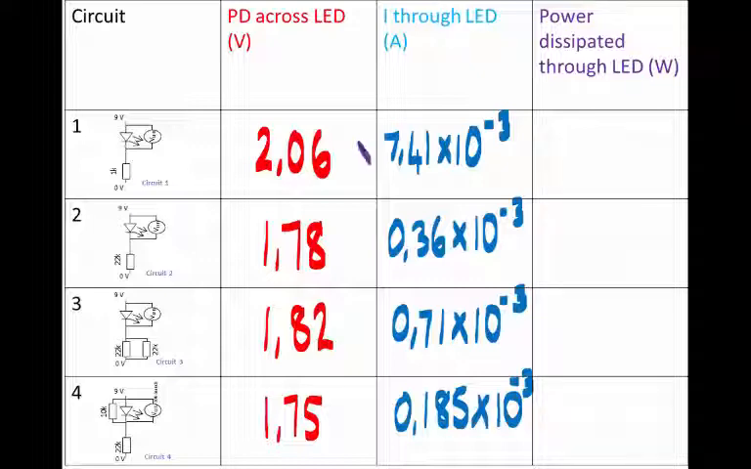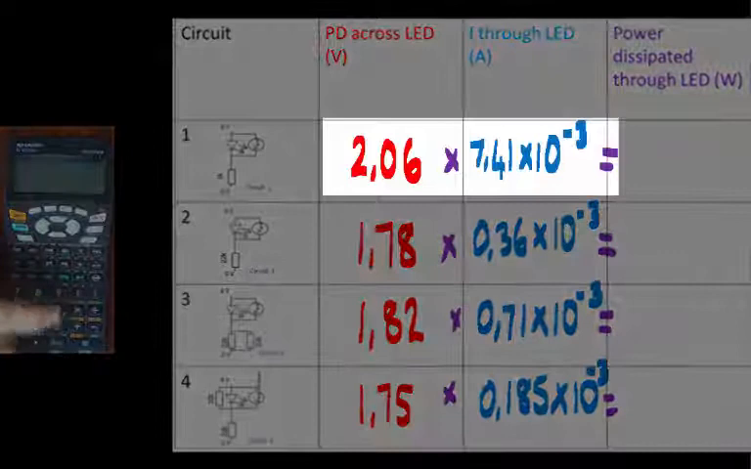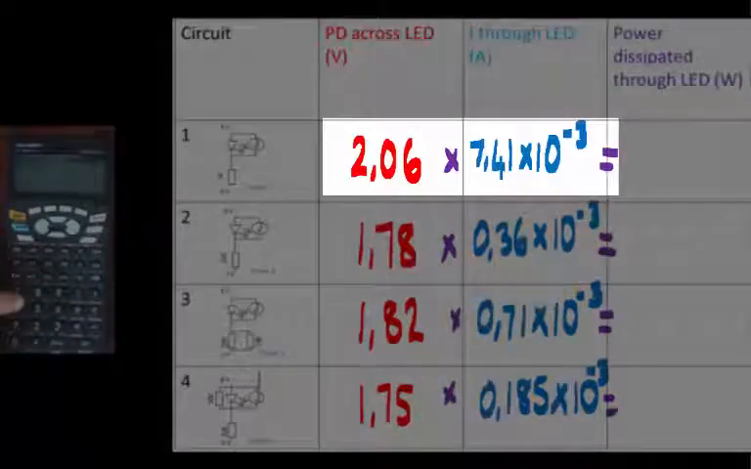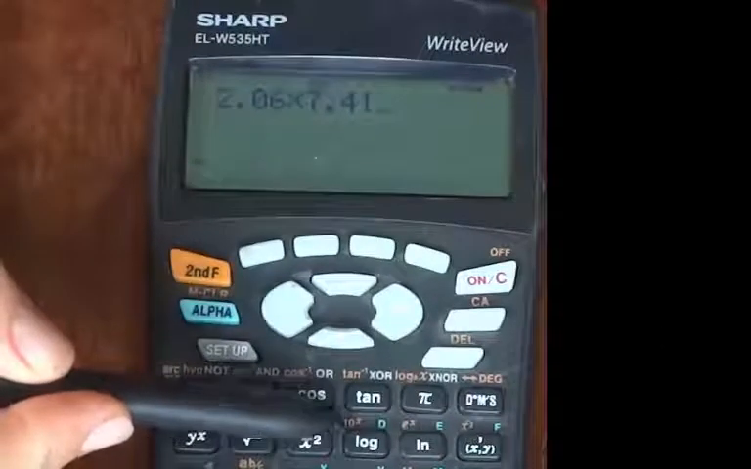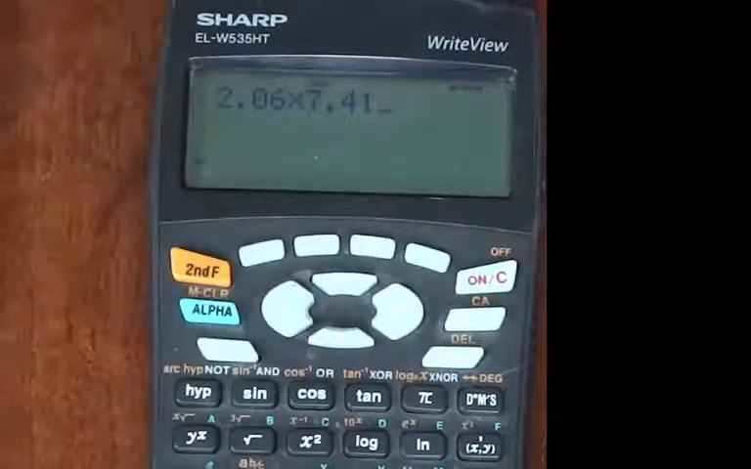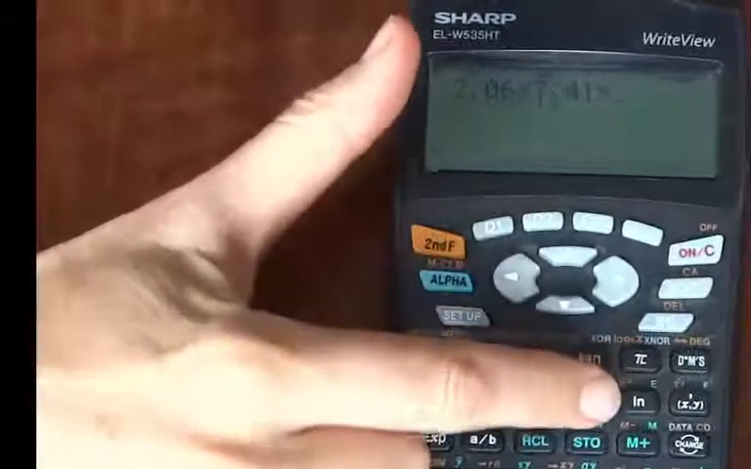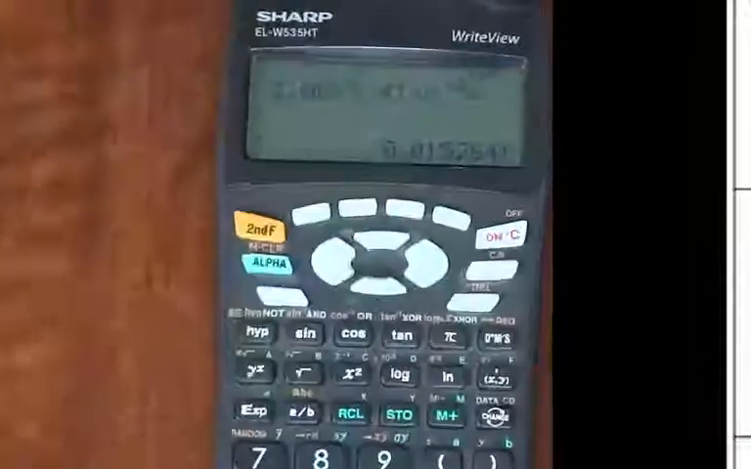Now we need to multiply these values with one another to find the power dissipated through the LED in each case. So now we need to do these calculations. 2.06 multiplied by 7.41. Now we need times 10 to the power minus 3. We find it there on this particular calculator in orange, meaning that to access it we must press second function and then that button. So for this particular calculator, times 10 to the power something is got by second function log, and you can see that that's brought in times 10 to the power something, and then we use this negative sign, 3, equals, and that gives us our answer.